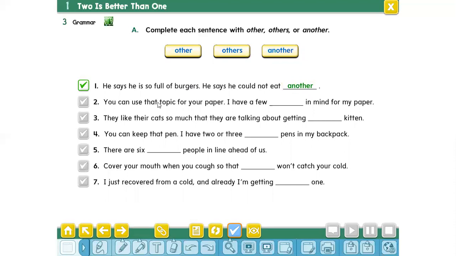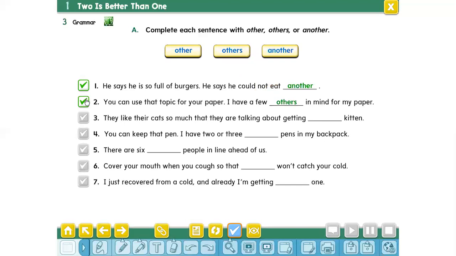You can use that topic for your paper. I have a few. Look at this word, a few must be followed by a plural noun. So here, we are going to use one of these two words, other or others. Here, yes, notice that we don't have a noun, so we can't use other, but we use others. Okay, so here I have a few others.